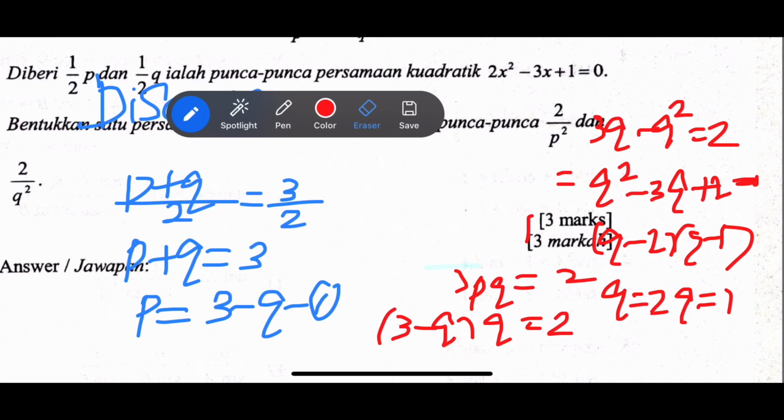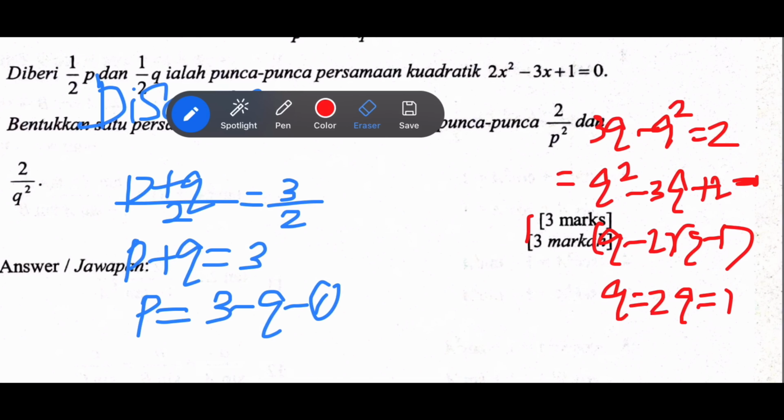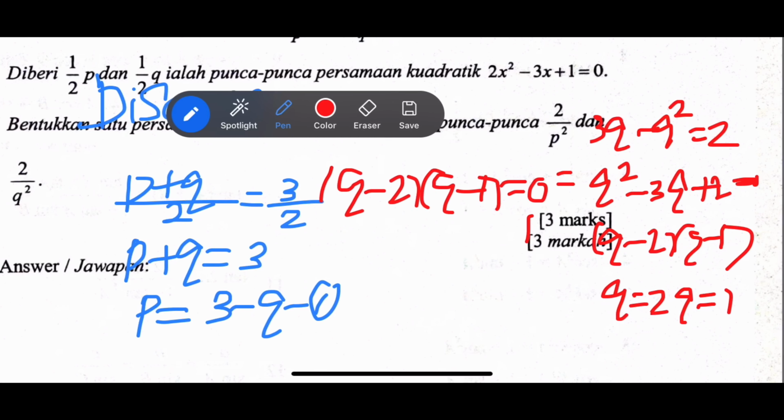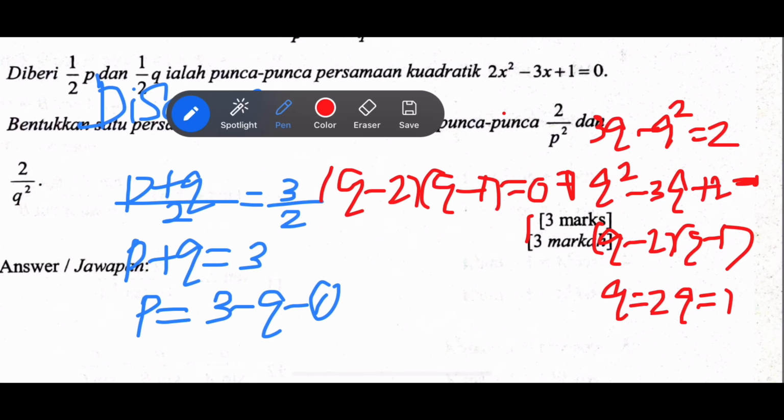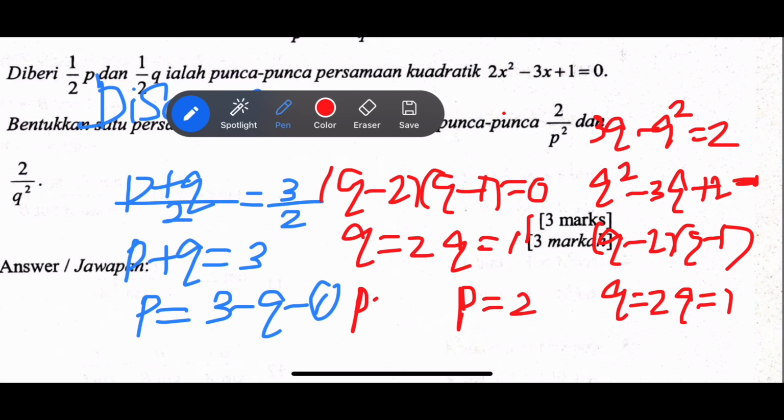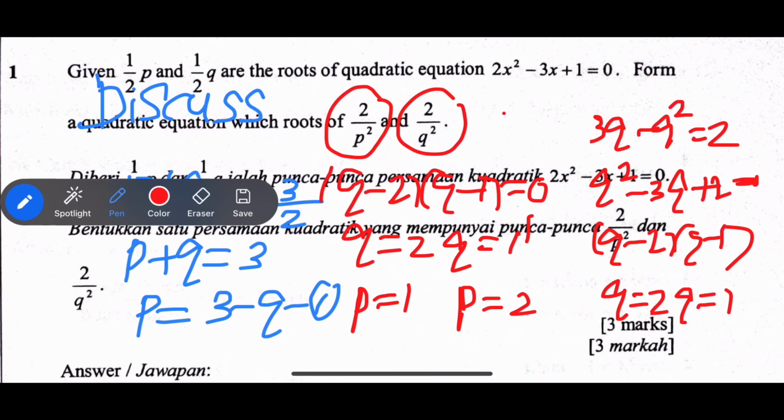Now, after I got q equal to 2 and q equal to 1, I need to substitute into the new roots given, which are 2/p² and 2/q². So we need to find the values of p and q first, before we can form the new equation. Now I'm going to find the value of p after I factorize. So q is 2, q is 1. Hence p is 3 minus 2, and p is 3 minus 1. So I have two values of p, which are 1 and 2. That means for q equal to 2, p is 1, and for q equal to 1, p is 2.